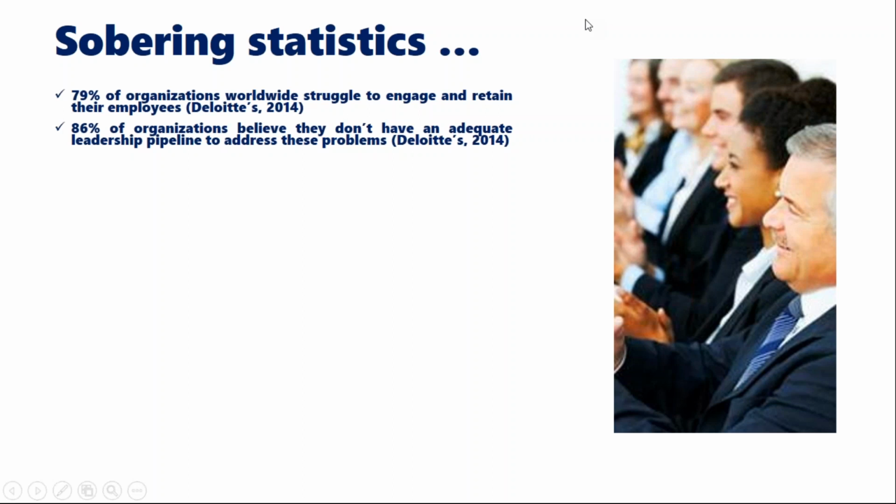86% of organisations believe they don't have an adequate leadership pipeline to address these problems. So not only have they had problems retaining their good people, they're also arguing that they don't have the necessary leadership wherewithal to keep those people in the organisation. And that's what I'm going to talk about today: the power of the conversation as a means of getting the best out of each of your team members, and ultimately as a retention strategy, more than an attraction strategy.